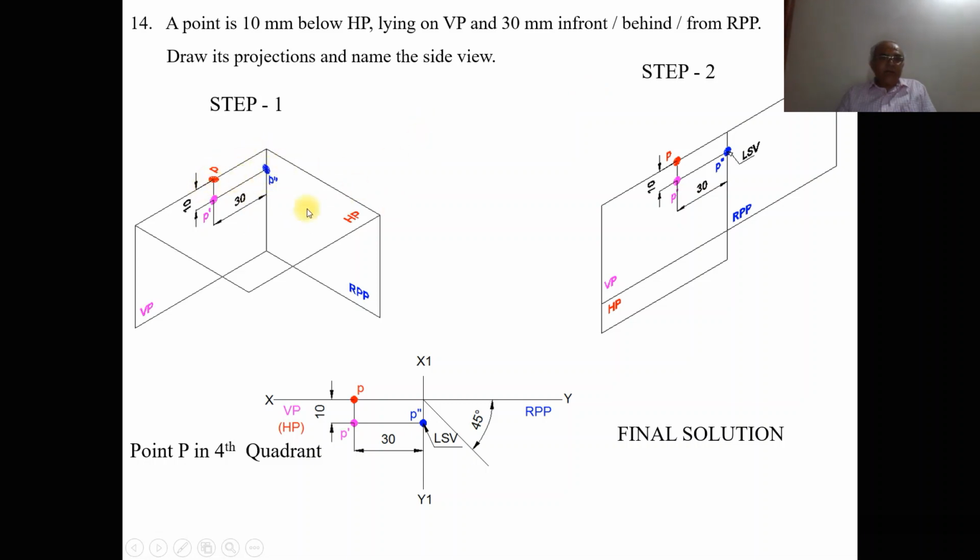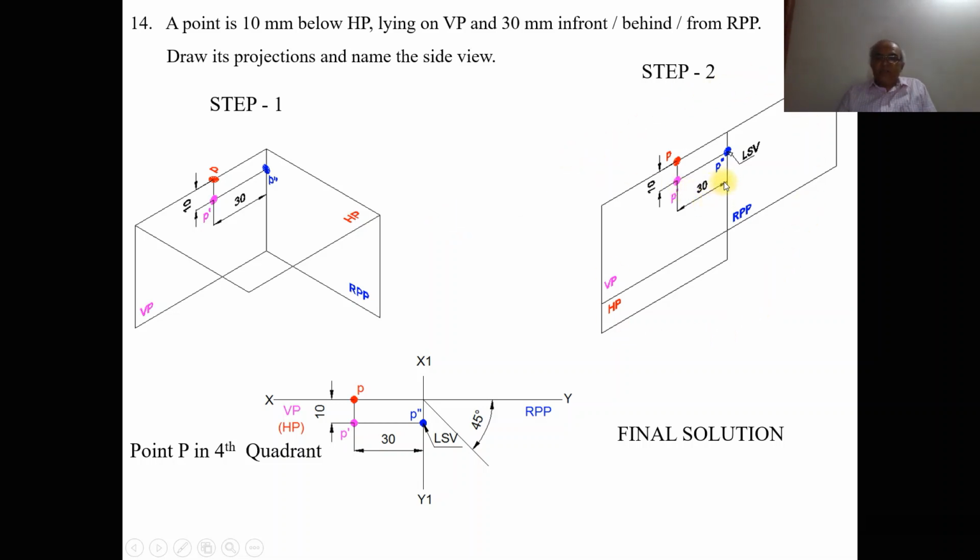And when you look from the side view, I can see the distance below HP, that is 10 mm below HP, and it is on VP. So obviously that point will be on this line. And the view that you are going to get for this is the right side view. So when you cut it here and then rotate it, HP is going to overlap on VP and RPP will go towards the right side. So this is how the image is going to look.